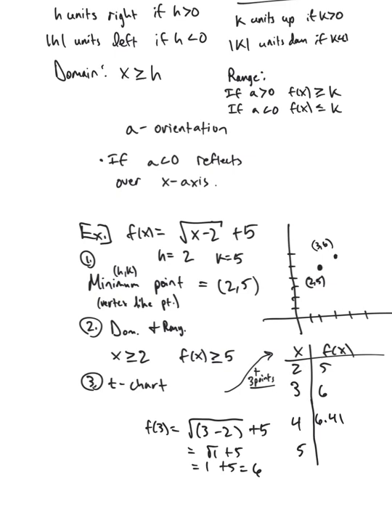So as I go out to 4, I'm going to be just above 6. And I got a feeling 5 is going to be similar ballpark here. 5 minus 2, and then we're adding 5.